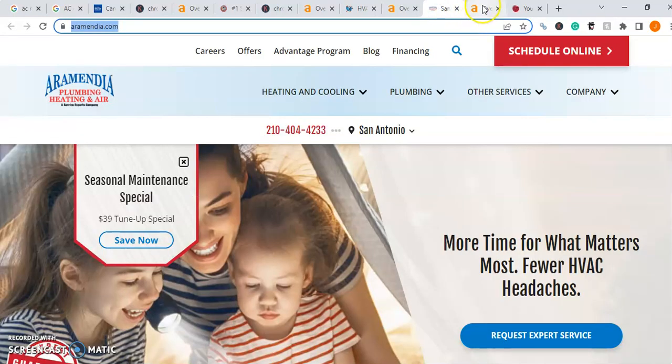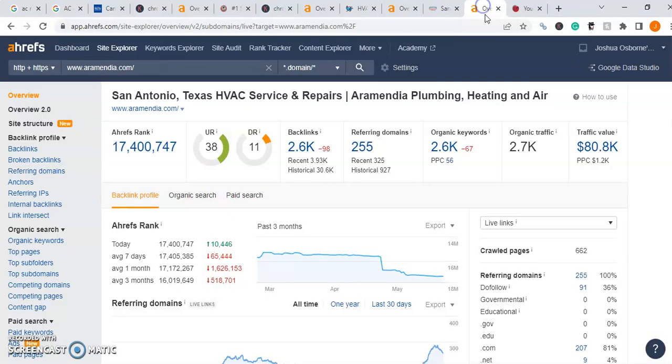We keep working down the line here. We have Armendia. They have a 38 UR, an 11 DR, puts them in the top 100 for 2,600 keywords, generates them about 2,700 users, and has a traffic value of roughly 80,000. So you see the big difference in the traffic value versus the actual organic traffic. However, you do also see that clear correlation between a strong SEO structure and the amount of traffic that's coming in.